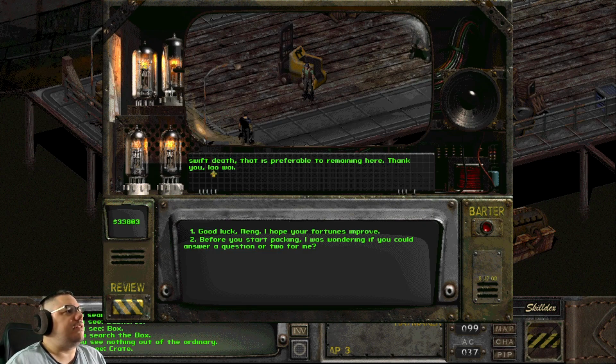Wait. I think they misspelled this earlier. So I thought I pronounced it Lao Wei before, but then they switched the A and the O. And I'm like, well, that's not Lao.